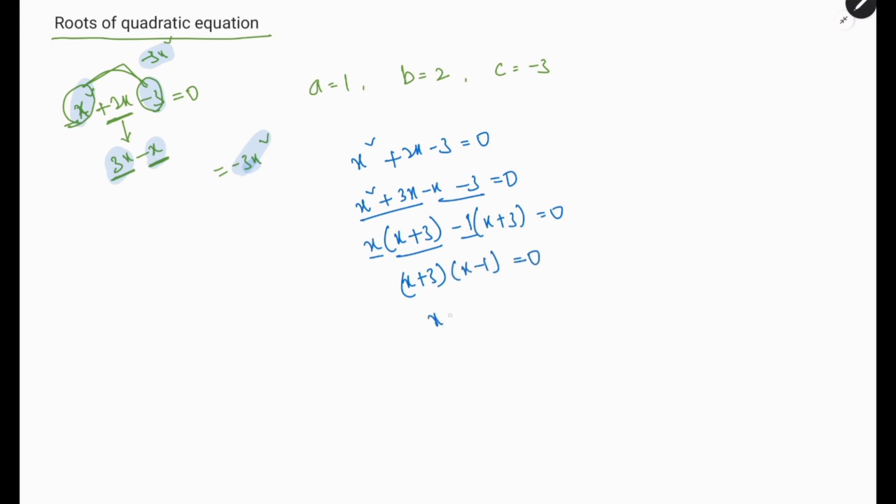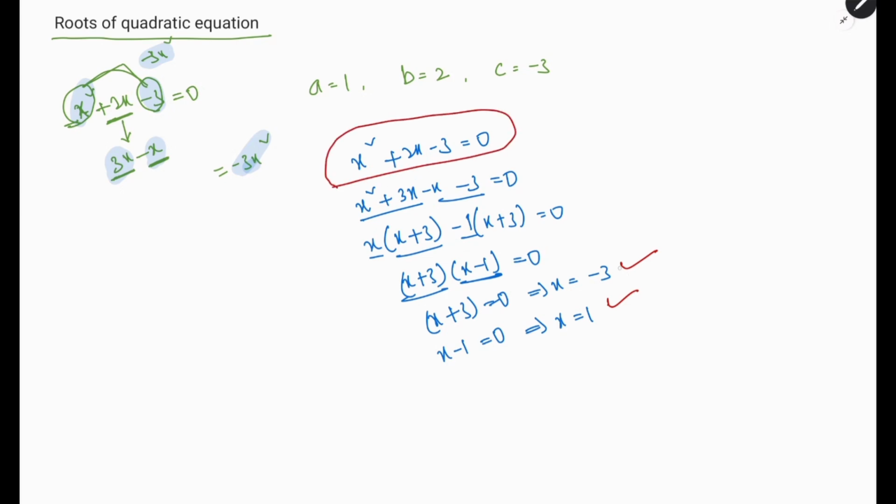Okay. Here if we take this one term equal to 0, then what would be the x value? x equal to minus 3. And if we take this term equal to 0, x minus 1 equal to 0, then x equal to 1. See, these two are the roots of this quadratic equation. That means if we substitute x equal to minus 3 or x equal to 1, we get the value of this quadratic equation 0.